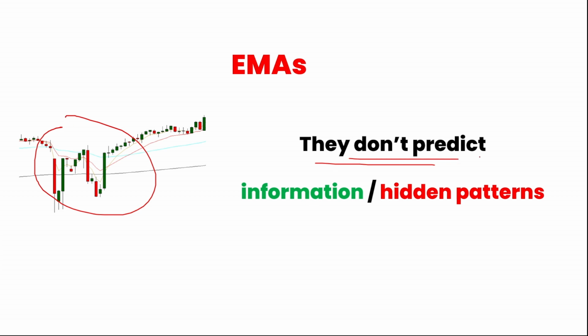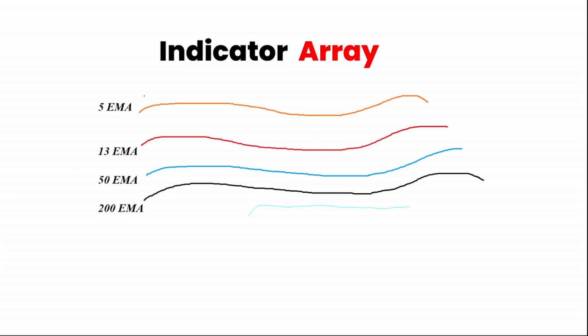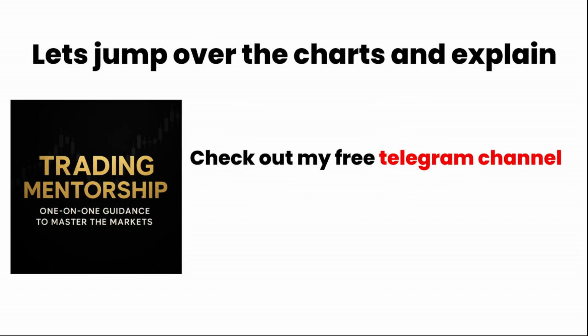So no predicting, but they give us information as well as they clean out the hidden patterns that I'll show you shortly. So the EMAs that you are going to require are basically the 5, the 13, the 50, and the 200 EMA. And in some instances, you also require the 800 EMA that will actually help you to govern where the bias is going to move next. So without further ado, let's jump right over the charts and explain all that you need to do to get an entry using this particular trading system.